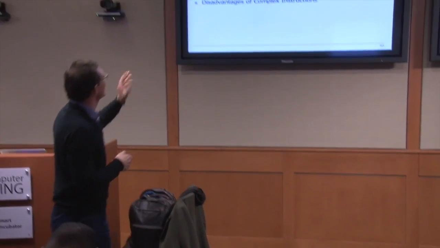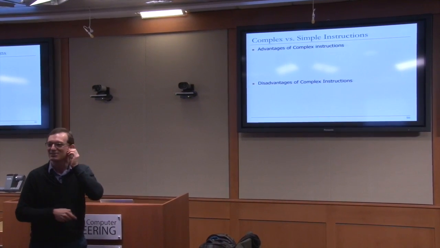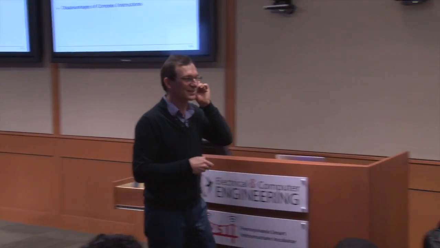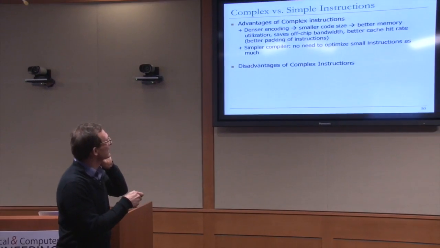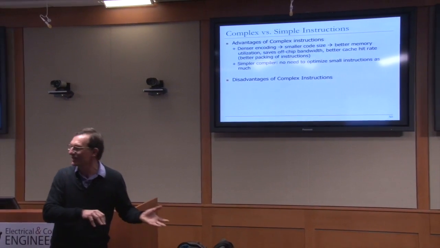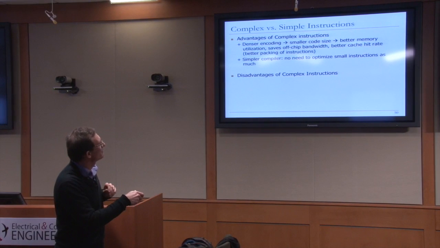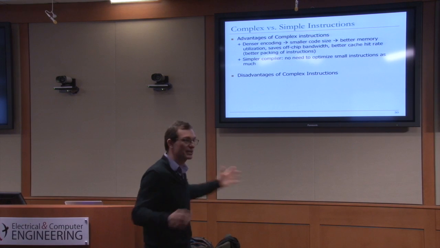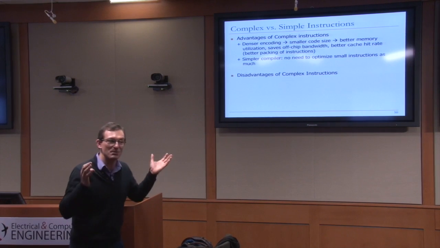OK, so what are the advantages and disadvantages of complex instructions? What is the biggest advantage of having a complex instruction? Smaller code, yes. The encoding, right? You get, as a result, smaller code as one benefit of the encoding. There are many other benefits. Better memory utilization, I guess that comes from the smaller code. You can save off-chip bandwidth when loading instructions. You can get better cache hit rate because you pack instructions much better into the memory space. You don't need as much memory, perhaps, right?